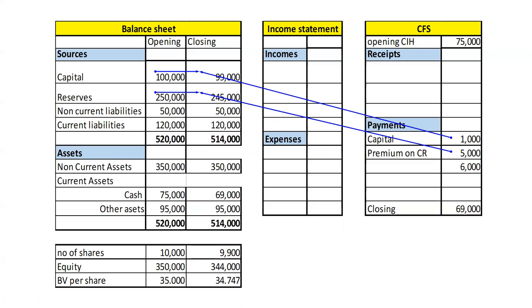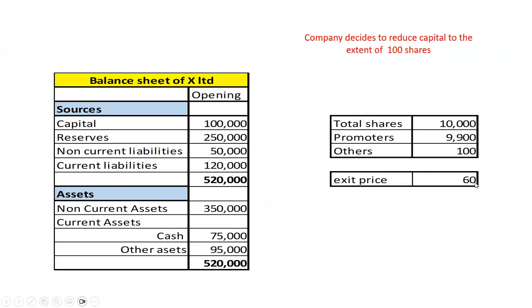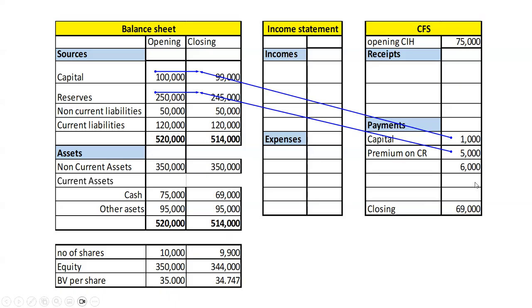But because the capital falls, because the number of shares fall, the equity falls, and the book value per share will also change. Book value is the equity per share. In this case, the book value has come down. 35 has become 34.7. Why did it fall? Because the price that the company has given, 60, is higher than the book value per share, 35. If the price had been lower, then the book value may go up.